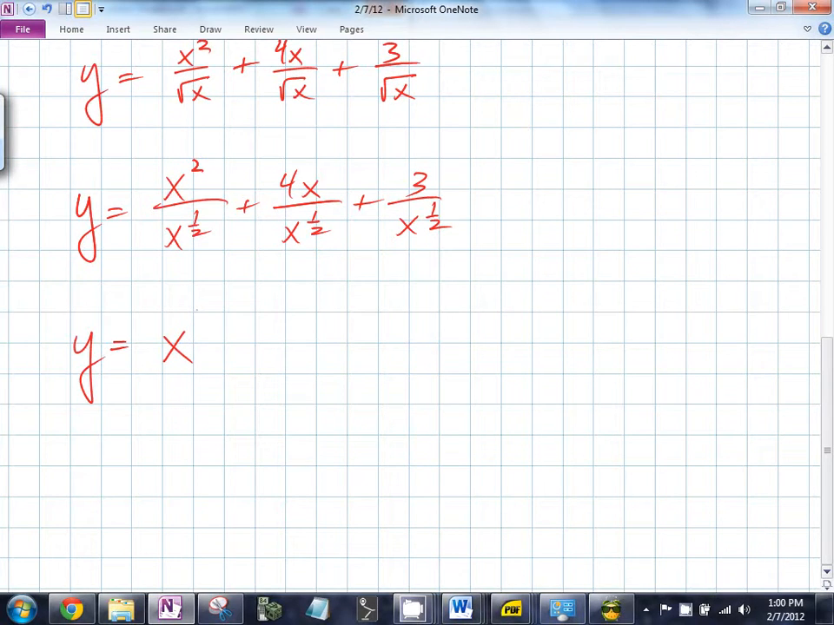3 over 2, you subtract. 4 times x to the what power? 1/2, and this is plus 3x to the what? Negative 1/2. Can someone now just tell me what the derivative of this thing is?